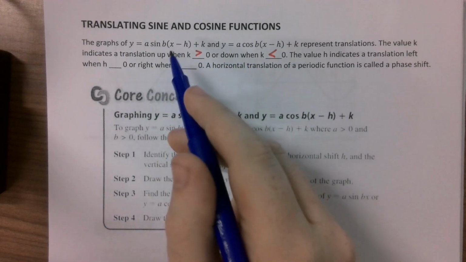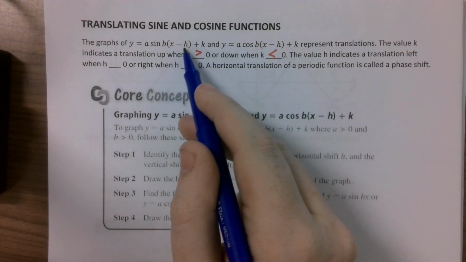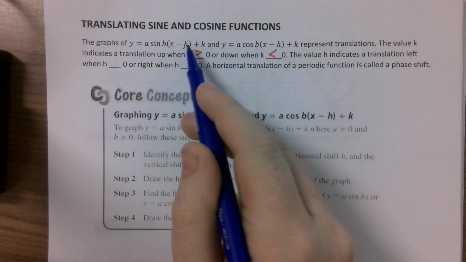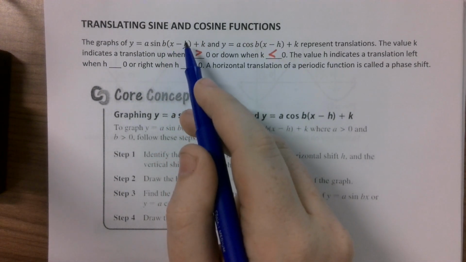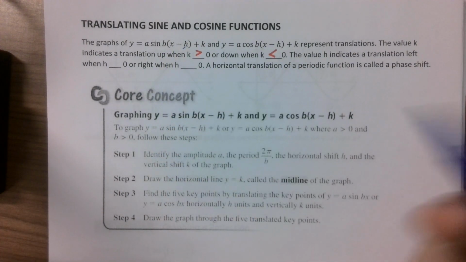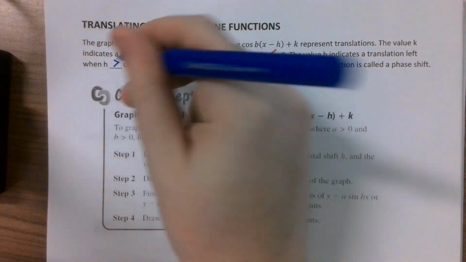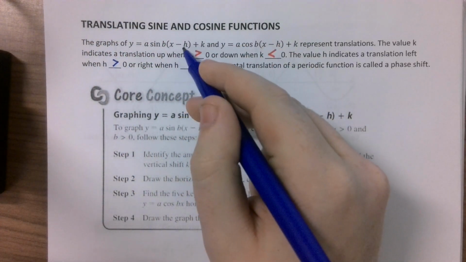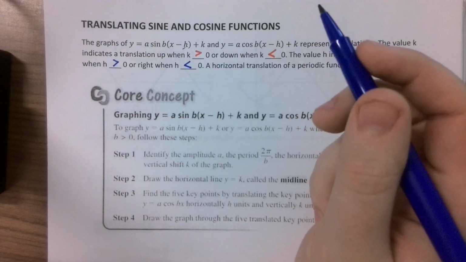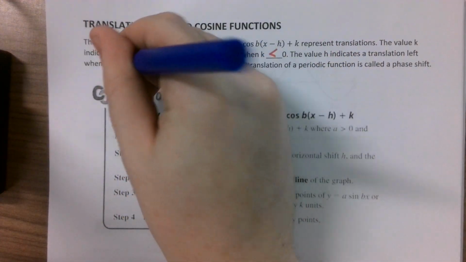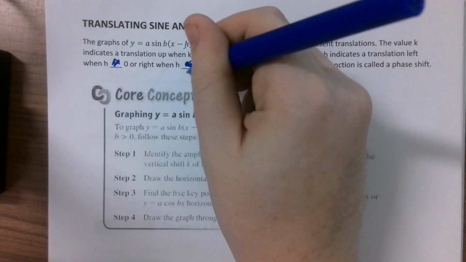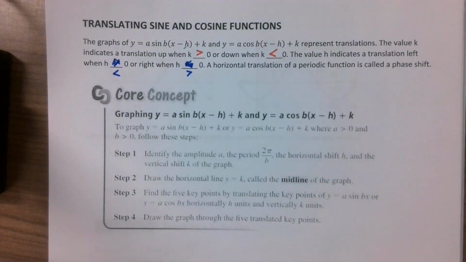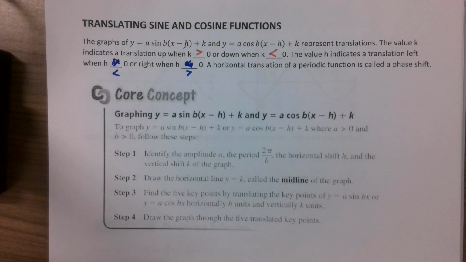Meanwhile, if you have x minus some h value, if that number is positive, like it's x minus positive 3, that moves it to the right. If it's x plus something, that means you moved it to the left. Oops, sorry, I switched these around, misread. It should be this and this. The horizontal translation of a periodic function is called a phase shift, which is like the coolest sci-fi name for a graph I've ever heard.